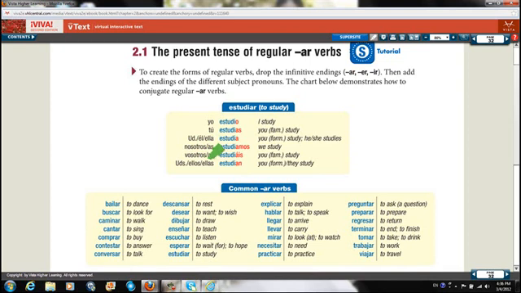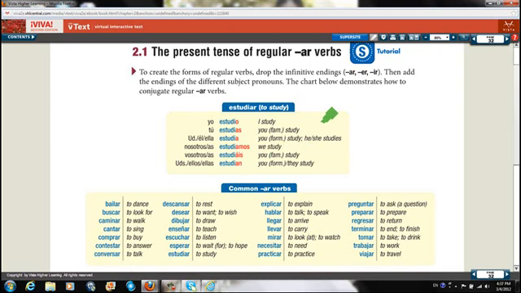And we're not going to look at this one. Ustedes, you guys. Son. Ellos, they. Son. Ellas, they, the women. Son. Excelente. And you're going to see some part of that pattern in the AR verb in a minute.